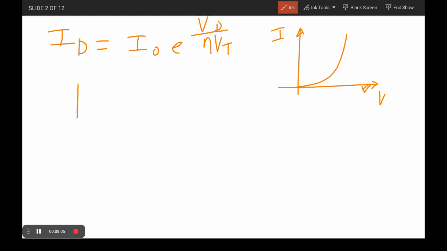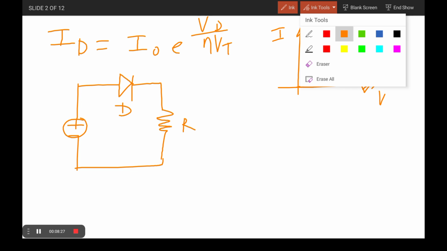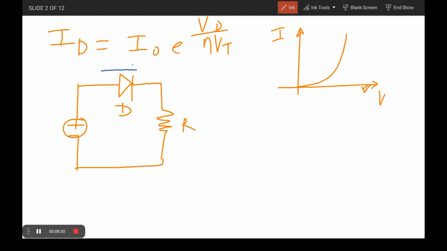Suppose I take one diode and one circuit with some supply voltage, plus or minus V. So this is a diode connected in series. This is a resistor R, and this is the PN junction diode. Let me call the current ID. The voltage drop across the diode is equal to VD. So this is some voltage, and this is some resistance.